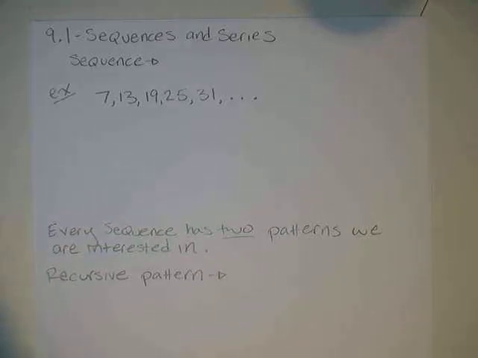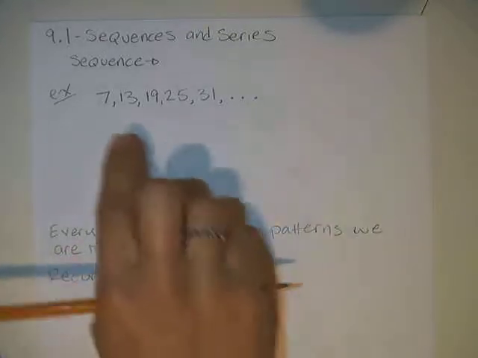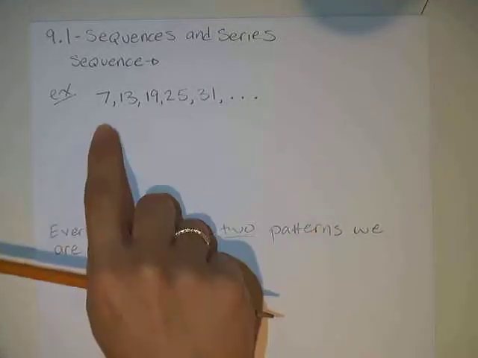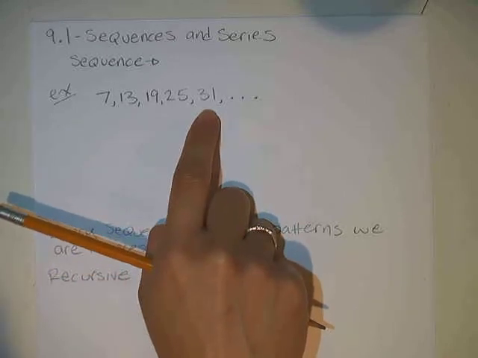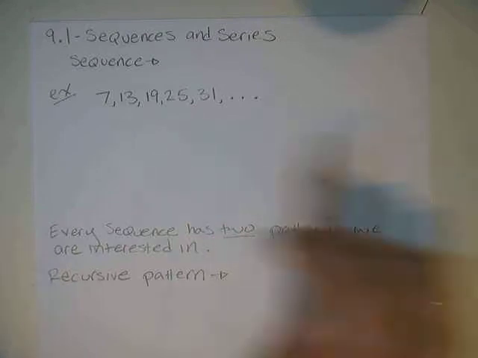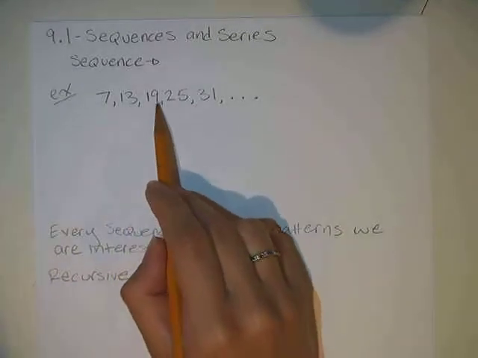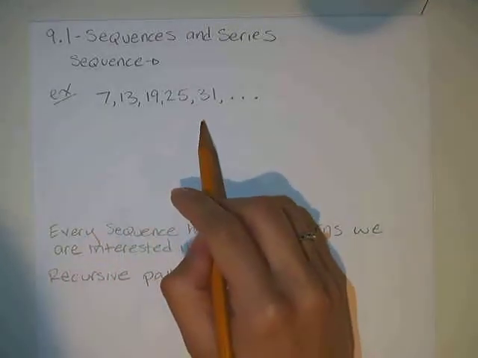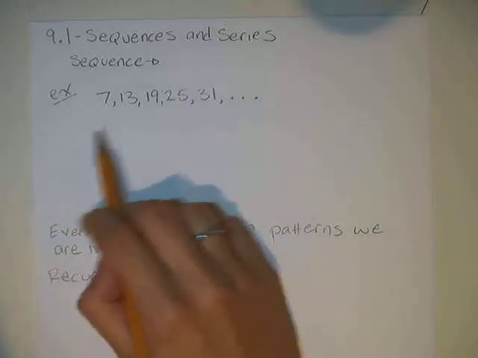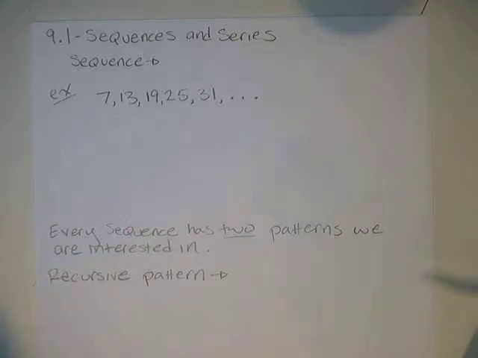Okay, today we are talking about 9.1 sequences and series. You see in this first example we have a list of numbers 7, 13, 19, 25, and 31. Can you see the pattern? To go from one number to the next, you add 6. And these numbers are in a certain order. If we switch some numbers around, it would still be a sequence, but it would have a different pattern.